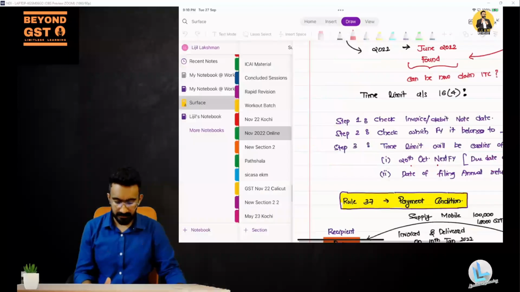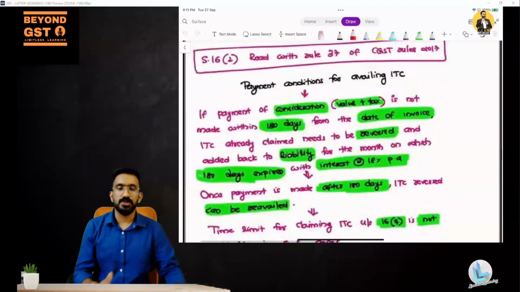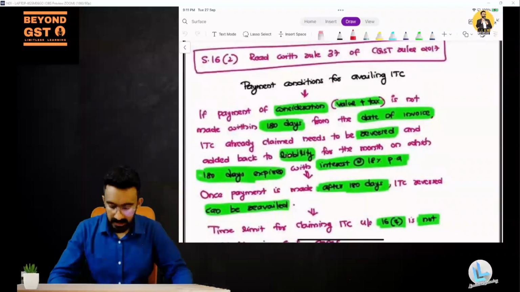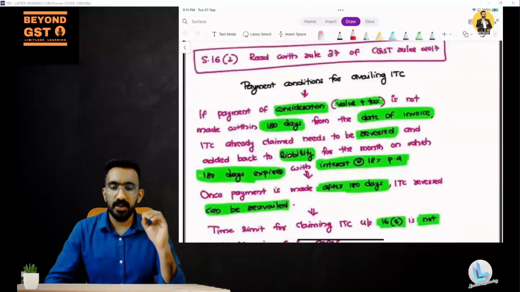I've already discussed the time limit. Now let's discuss the payment condition. Question number 1 would be this. Is payment a precondition for claiming ITC? I want some of you to comment about this in the chat box.